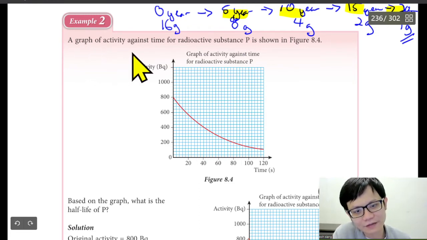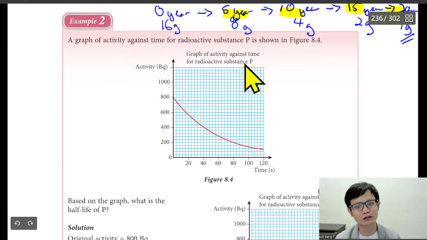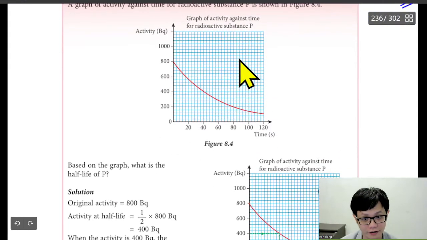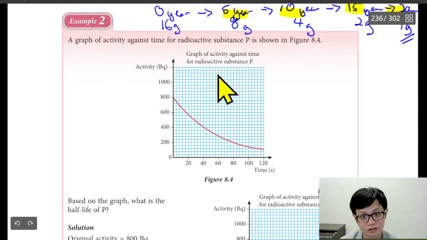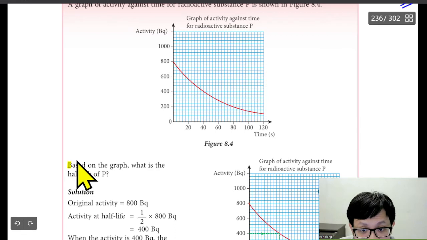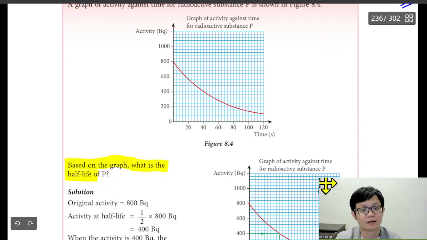A graph of activity against time. So you want to draw a graph. How to draw a graph? Usually the question sometimes asks you to draw a graph, or the question gives you the graph and you calculate the answer. Based on the graph, what is the half-life of P? So usually in the exam, based on the graph, what is the half-life of P?